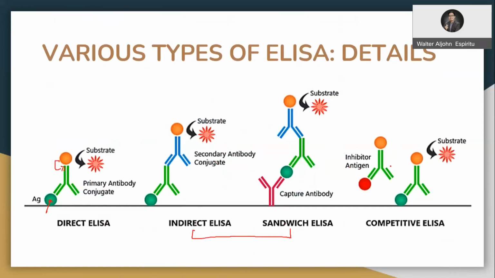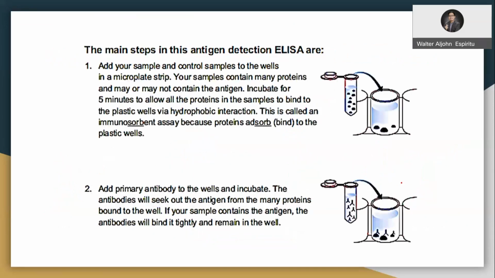Also we have the competitive ELISA. Here we can add an antigen inhibitor, and upon addition of the substrate, it will compete with the reactivity of the antibody to the antigen. So here are some of the major steps in the methodology. These are also included in the manual.